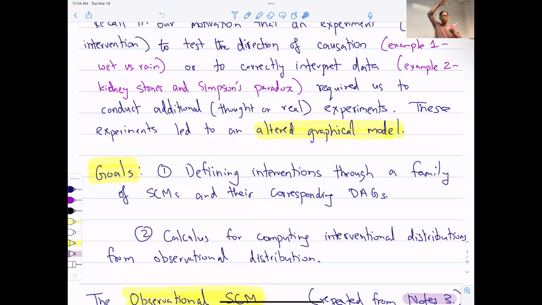So I start with one SCM. Suppose I have access to the joint distribution for that. I decide to change one or more equations. So now this is a new joint distribution on the collection of variables. I want to see whether I can compute the joint distribution on the variables, but from data of the original observational distribution. Okay, so I don't want to really do any new experiments. I want to only do thought experiments.